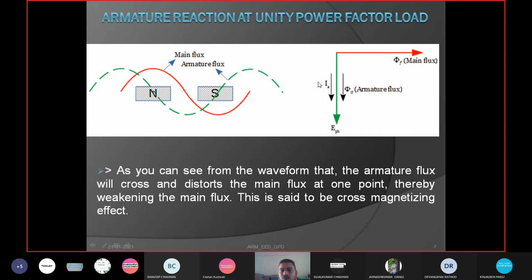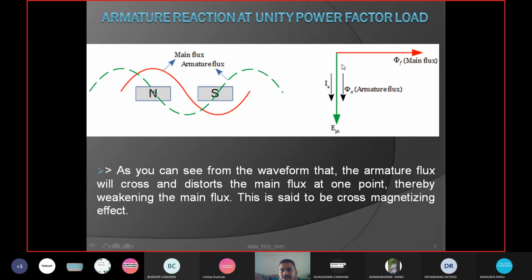As the load current or armature current flows through the armature winding, armature flux is produced, and this armature flux is also in phase with the armature current. Whatever armature flux is produced by the armature current is also in phase with the armature current. So we can say that this armature flux lags behind the main field flux by 90 degrees.